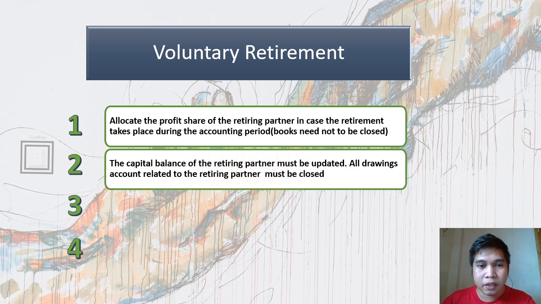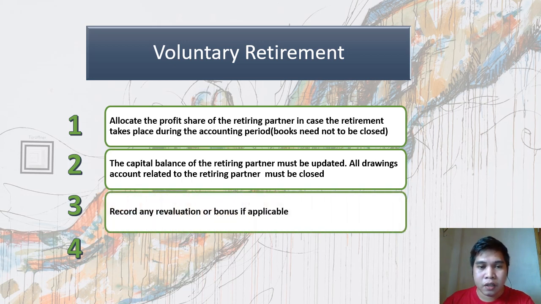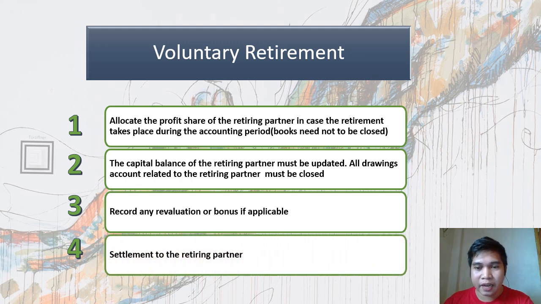Next, we also need to update the capital balance of the retiring partner by closing his drawings account. Ibig sabihin po kapag may drawings account, i-close na natin yun sa capital kasi mag-retire na rin naman siya. May mga cases na may mga prior period error, so it has to be closed as well, di ba? Third, of course, if there are any revaluation or bonus na nilatag yung mga partners before his retirement, they have to be considered. Then last one, of course, settlement to the retiring partner. Kailangan lang natin tunsun din para malaman po natin kung magkano ba yung matatanggap ng retiring partner.